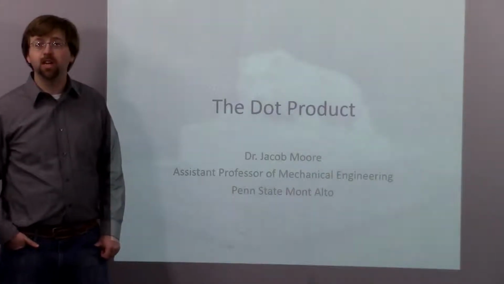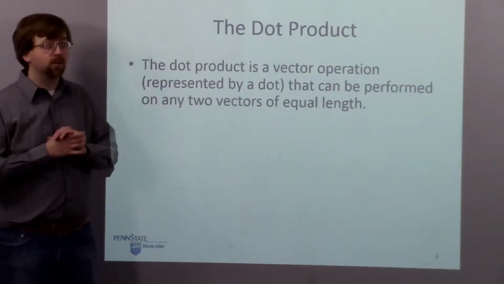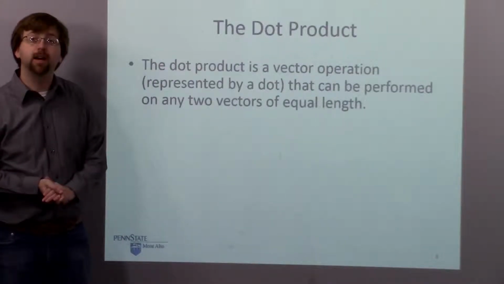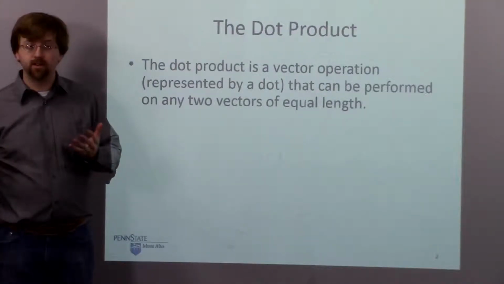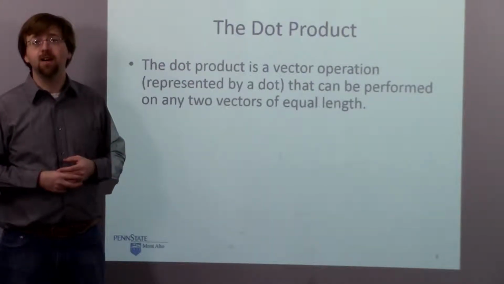Hello, today we're going to be talking about the dot product. The dot product is a vector operation, and this vector operation is represented by a dot in the equation, hence the name dot product. And it can be performed on any two vectors that have equal length.